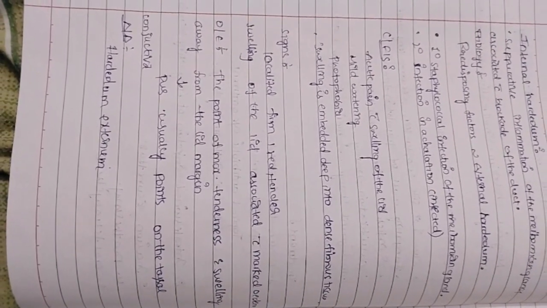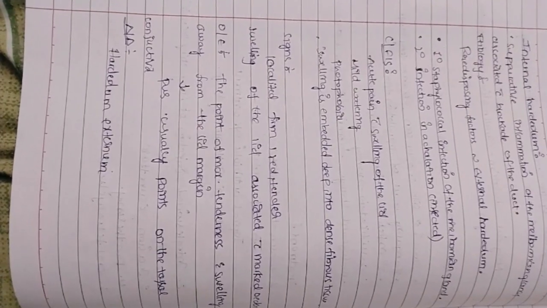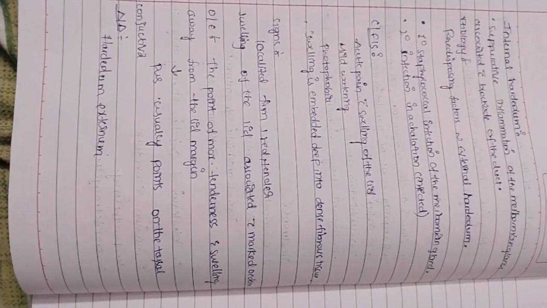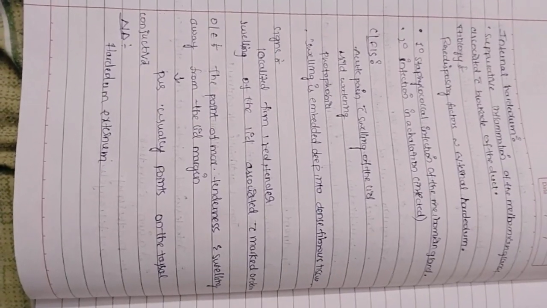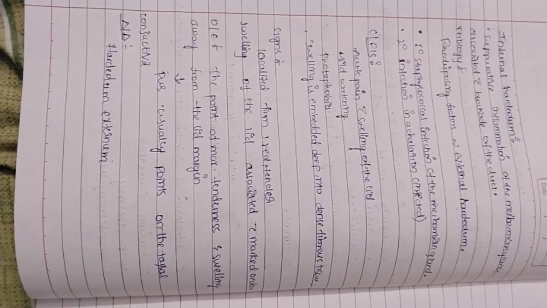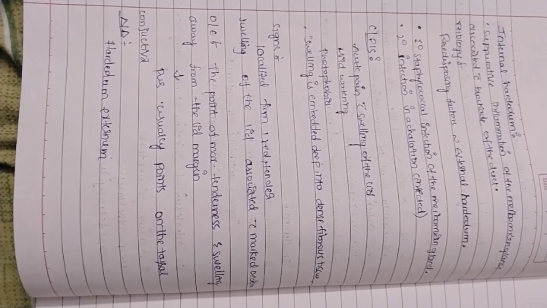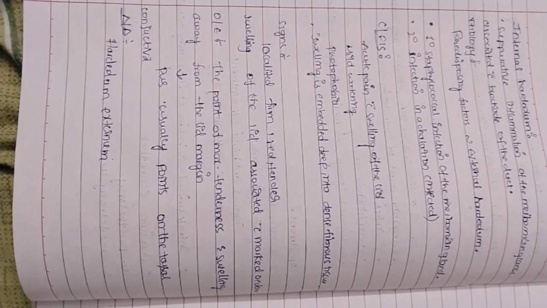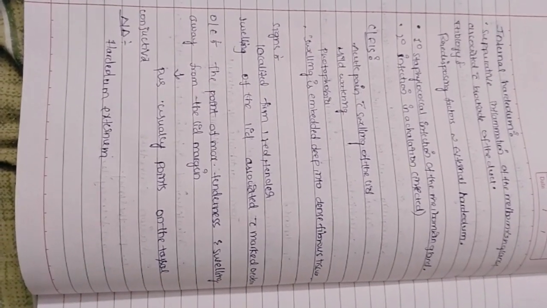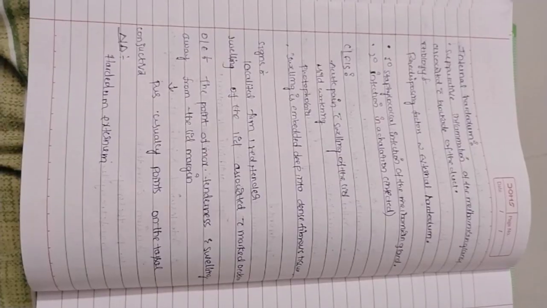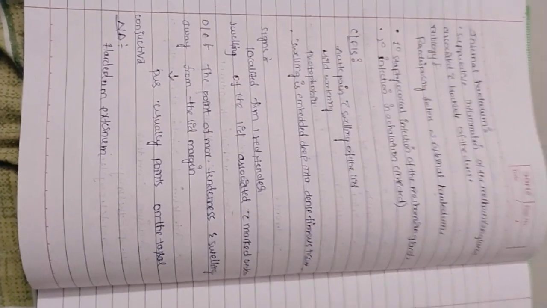Swelling is embedded deep into the dense fibrous tissue, so we are calling it internal. What are the signs? It is localized, red, tender, and firm. Swelling of the lid associated with marked edema. On examination, maximum tenderness will be there and swelling is away from the lid margin, as in chalazion, also away from the lid margin. Pus usually points on the tarsal conjunctiva.